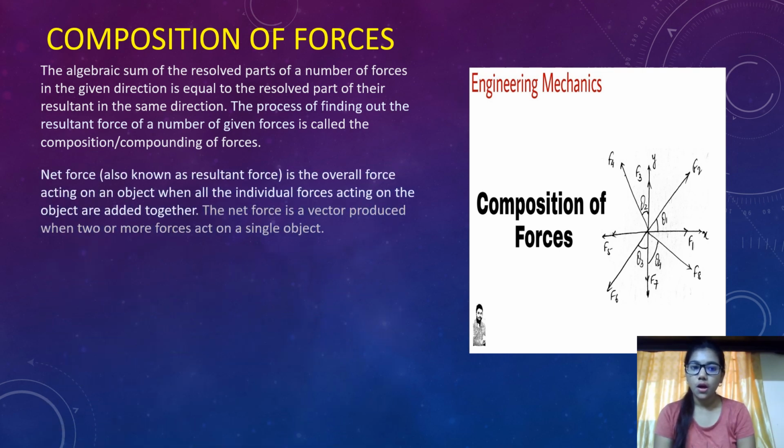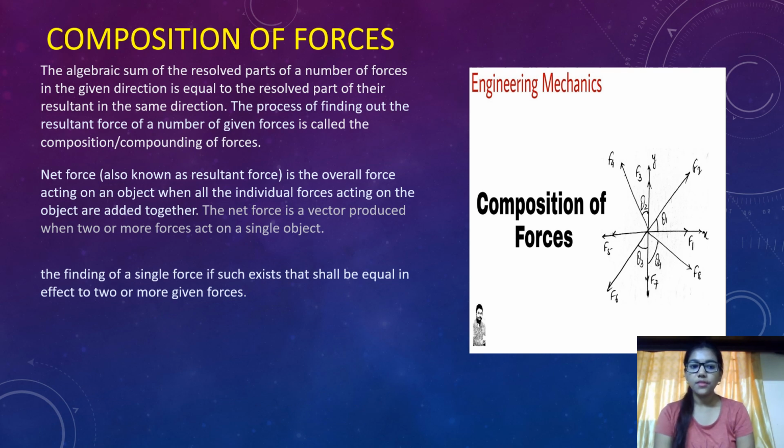Net force, also known as resultant force, is the overall force acting on an object when all the individual forces acting on the object are added together. The net force is a vector produced when two or more forces act on a single object. It is the finding of a single force, if such exists, that shall be equal in effect to two or more given forces.